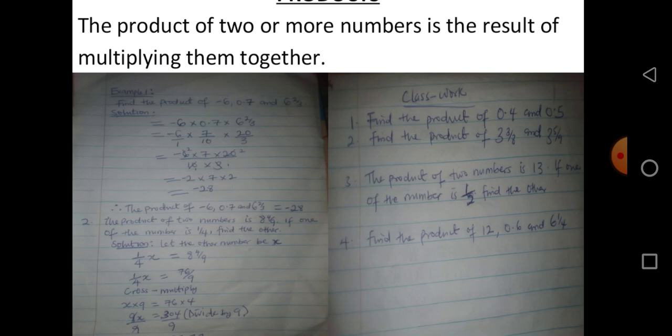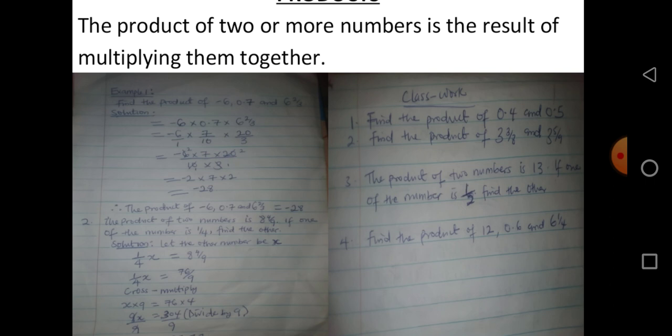Now let's quickly look at the second example as we are rounding off. The second example under product says the product of 2 numbers is 8 whole number 4/9. If one of the numbers is 1/4, find the other. You need to read the question again and again to understand it. Once you understand it, you will not have problems solving it.